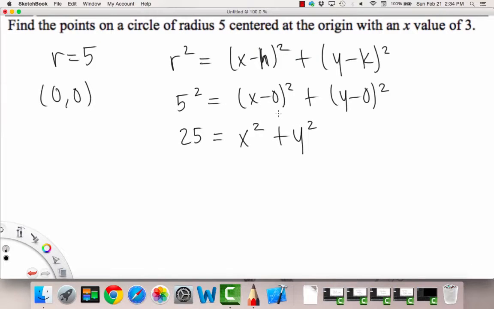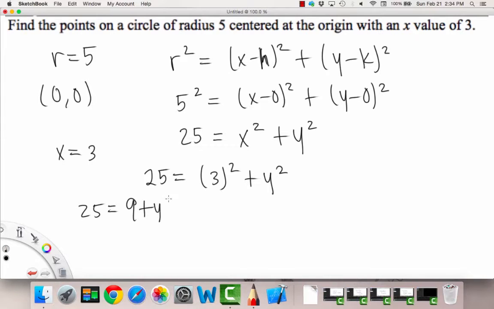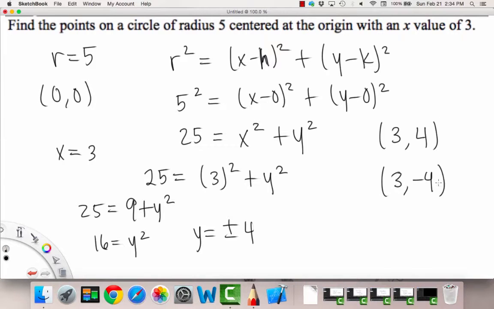All right? And then the question is asking, find the points on this circle with an x value of 3. So that means we're going to fix our x value at 3 and then just solve for y. So we plug in 3 for x, and we get 25 is equal to 3 squared plus y squared. This is the same as saying 25 is equal to 9 plus y squared. If we subtract, we get 16 is equal to y squared, so y is equal to plus and minus 4. So we actually get 2 points out of this. When our x value is 3, we get the point (3, 4) and the point (3, -4).